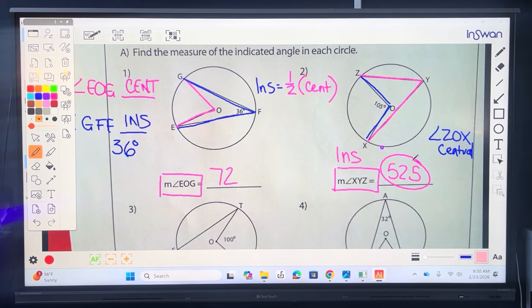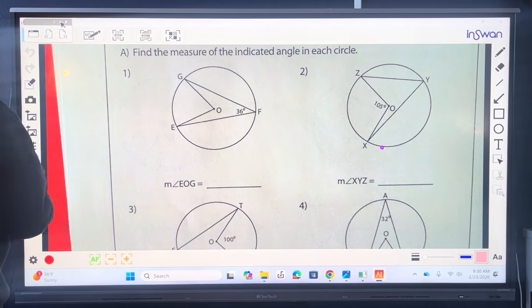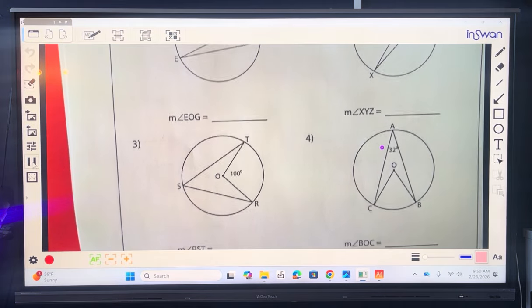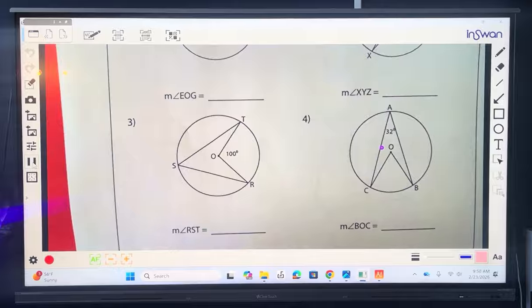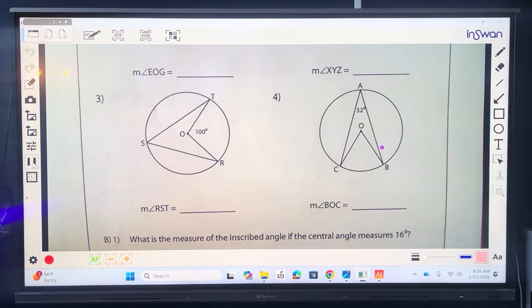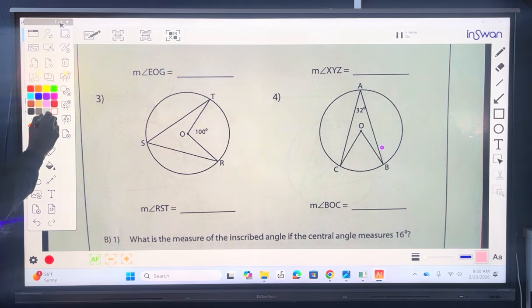Can I slide 3 and 4? I was born short. Yeah? All right. Talk to me.